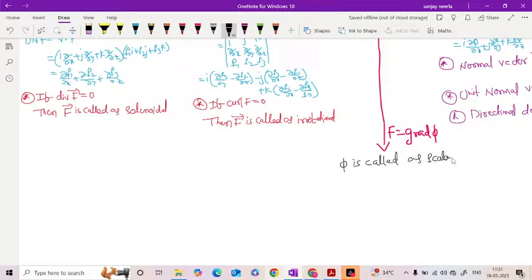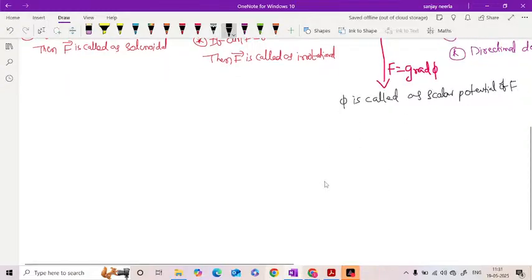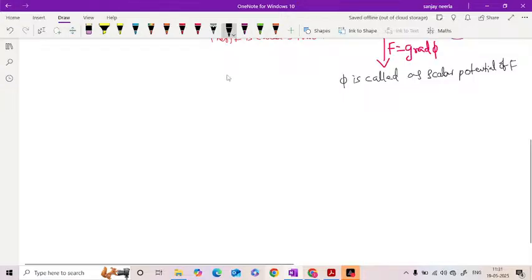if f is equal to gradient of pi, then this pi is called the scalar potential of f. And here we have a few properties. What are the properties we have here? What is the first property? First one, f must be equal to gradient of pi.